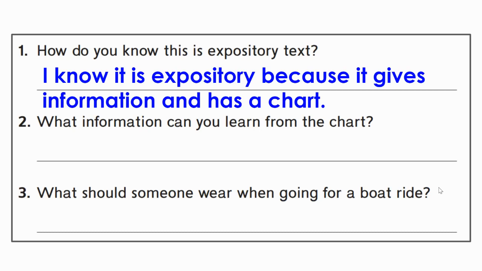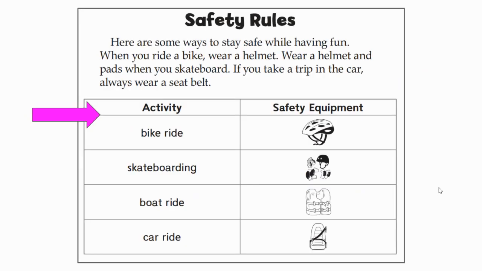Number 2 asks, what information can you learn from the chart? What information does the author want you to learn from reading this chart? We know that the headings for the columns read activity and safety equipment. So what do you learn about what you will need for each activity? Yes, you are learning what type of safety equipment is needed for each activity.